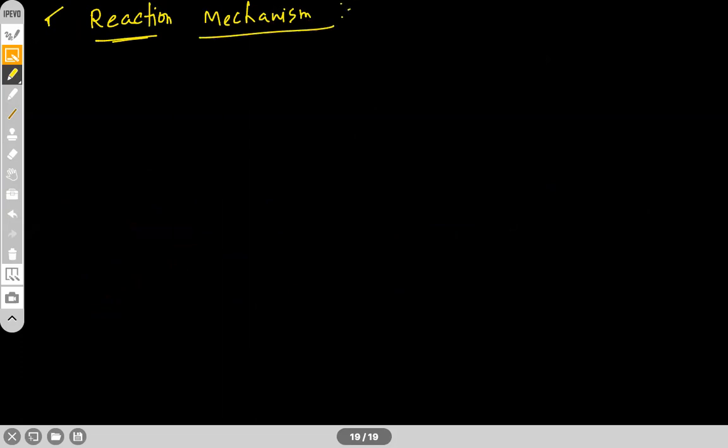What is reaction mechanism? Write down. It is the step-by-step description of a chemical reaction. Each step is based on the observed rate of the reaction. So again, you see, all these are experimental.